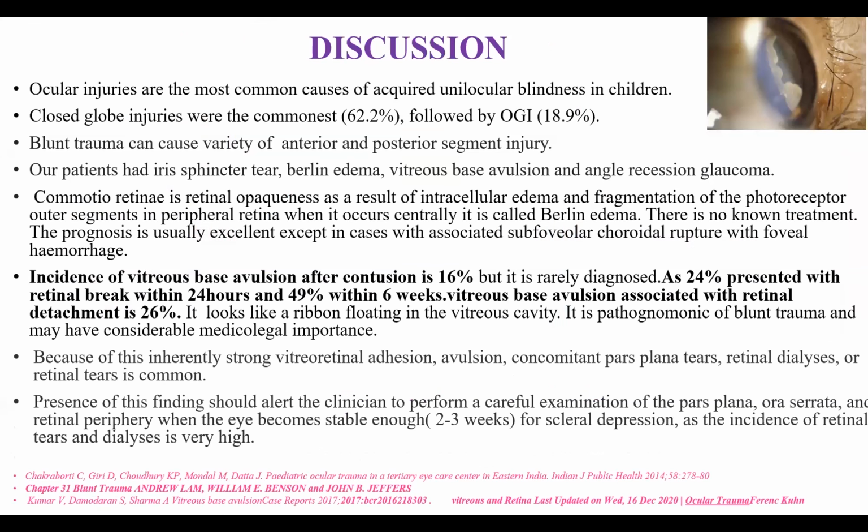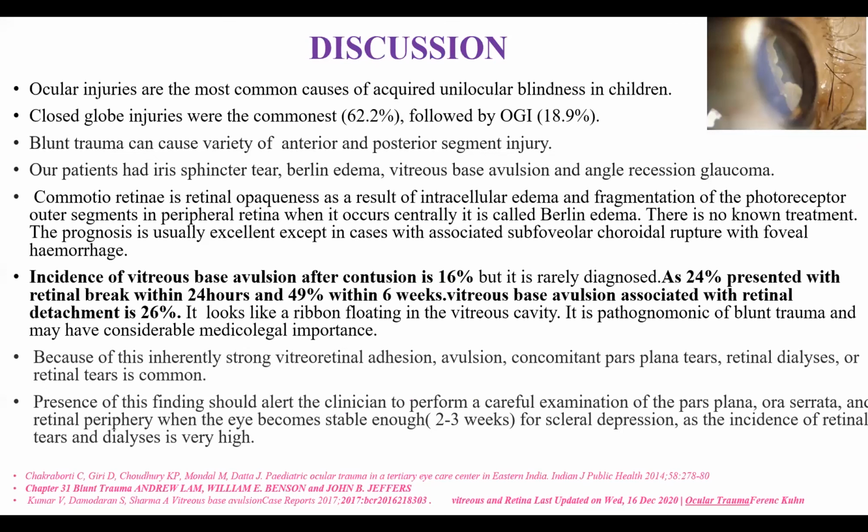Closed globe injuries were commonest, about 62.2%, followed by open globe injuries, that is 18.9%. Blunt trauma can cause a variety of anterior and posterior segment injuries. And in our case, we had iris sphincter tear, Berlin's edema, vitreous base avulsion, and angle recession.